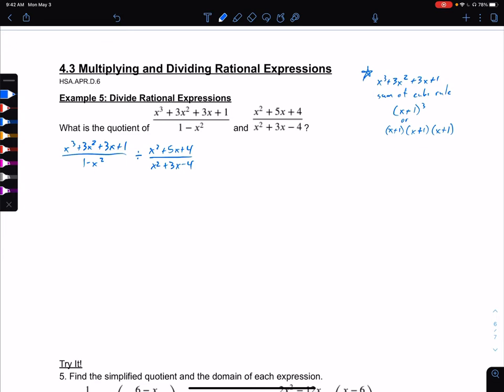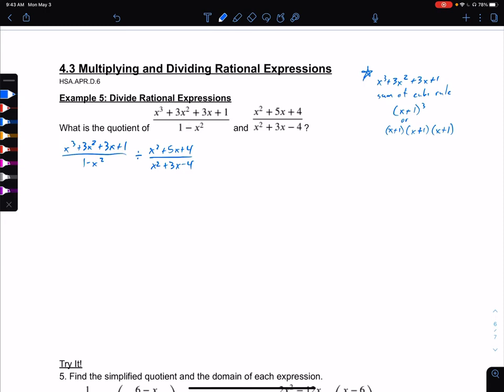Very similar to multiplication. The first step is always going to be to factor everything as much as I possibly can, and then always keep the domain in mind as we go along. So I've already written out a note on the side, up here at the top, of how I would factor this numerator.